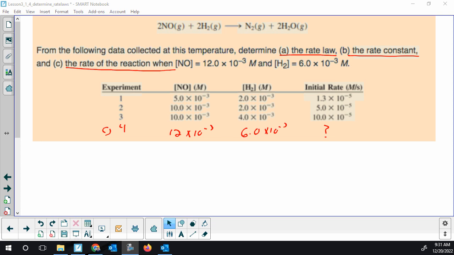Okay. So I'm going to scroll. I'm going to hide that reaction because we've got 2 nitrogen monoxide and 2 hydrogen gas, but that's not going to tell us the rate law.